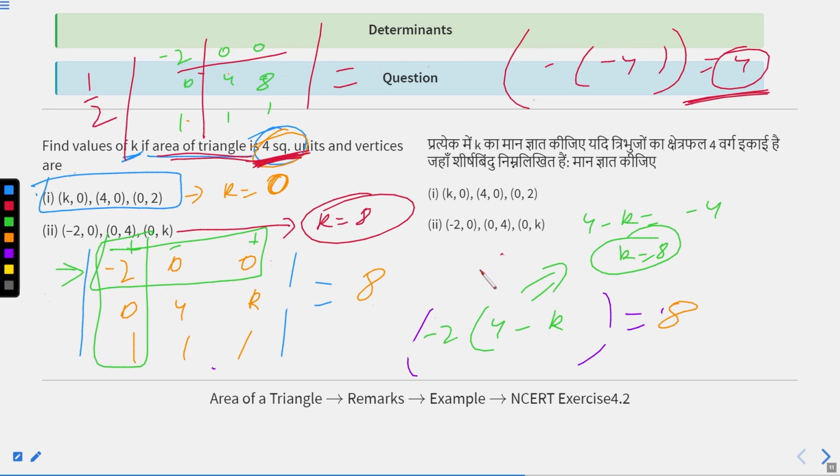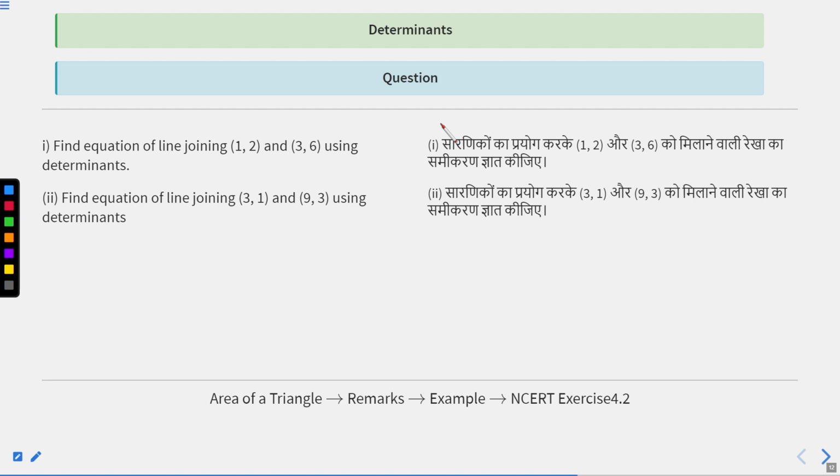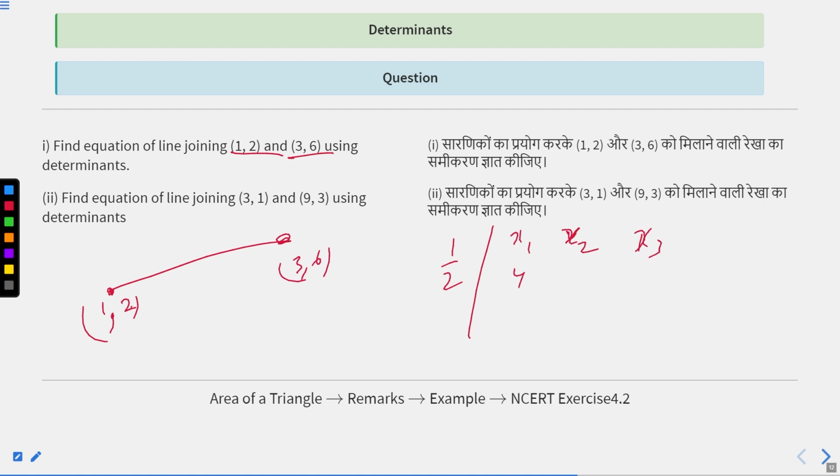Now let us move to the next problem. Here we have to find the equation of a line joining these 2 points using determinants. So we have already done this type of question. We have 2 points. One point is 1 comma 2. Another point is 3 comma 6. So you know this thing only, that x1 x2 x3 y1 y2 y3 1 1 1.